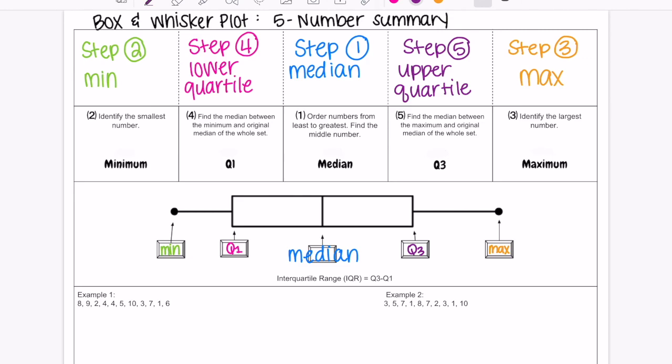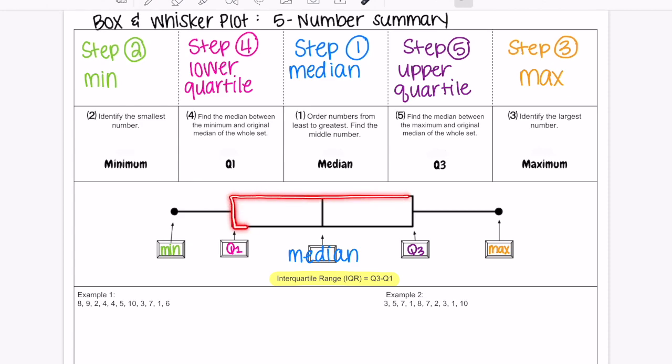So your box and whisker plot, of course the box is here, and the whiskers are the line segments to the left and the right. So this is called the 5-number summary, which is how you would draw your box and whisker plot. And then there's one other term that you may see called the interquartile range, or the IQR.